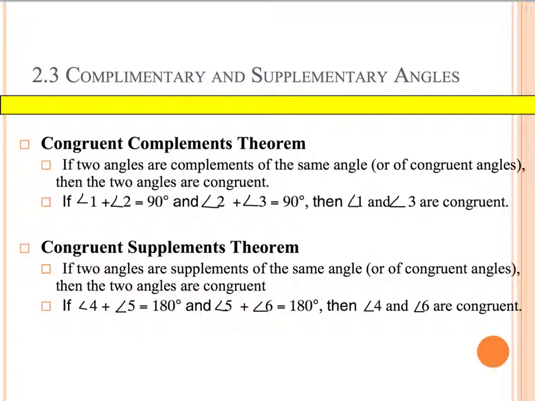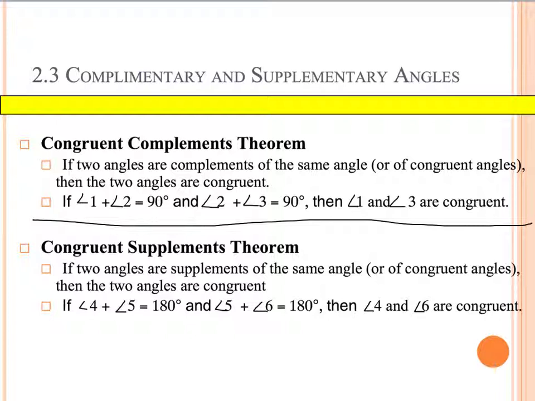Two theorems I want you to know today. Please write this down. It says if two angles are complements of the same angle or of congruent angles, then the two angles are congruent. Okay, so if you look at the example down below, and yes, I would like you to write both bullet points. It says if angle 1 plus angle 2 is equal to 90 degrees and angle 2 plus angle 3 is equal to 90 degrees, then angle 1 and angle 3 are congruent. They are the exact measure.